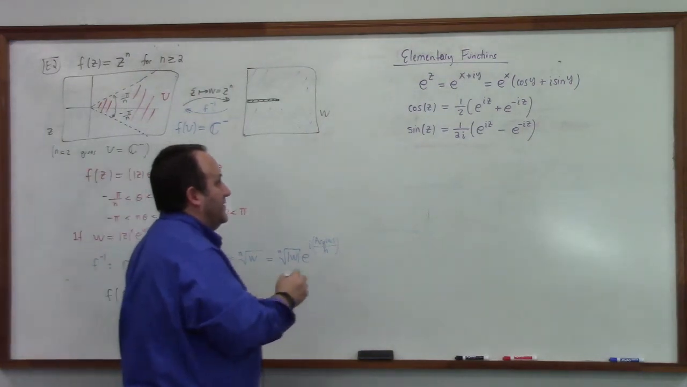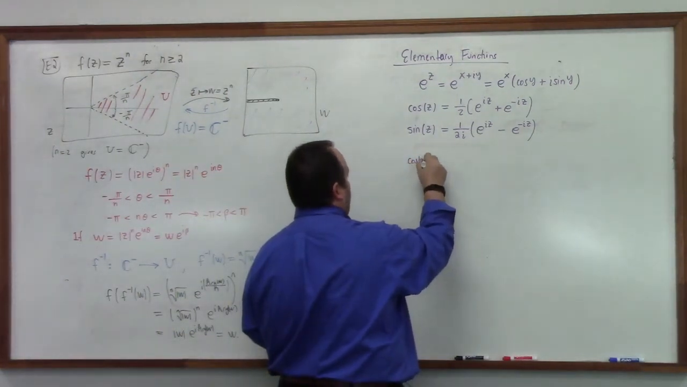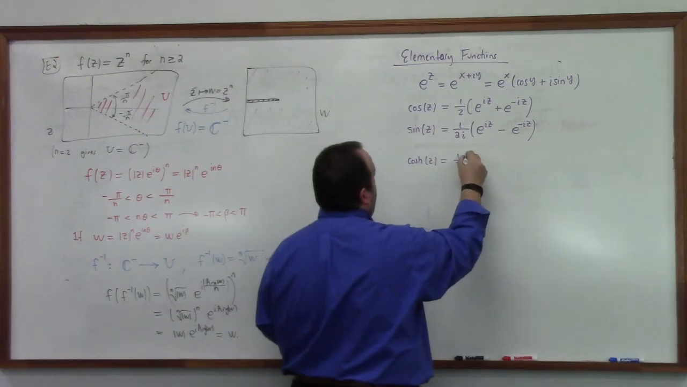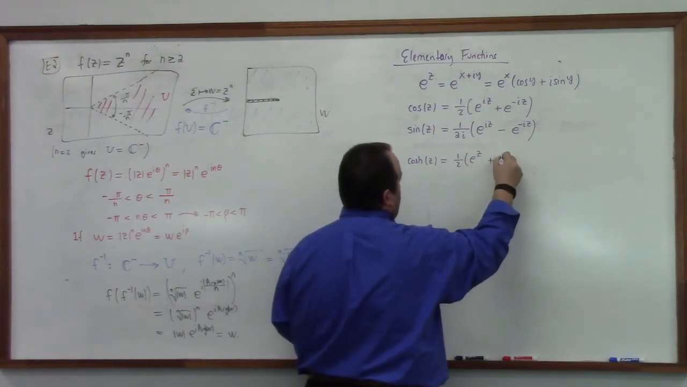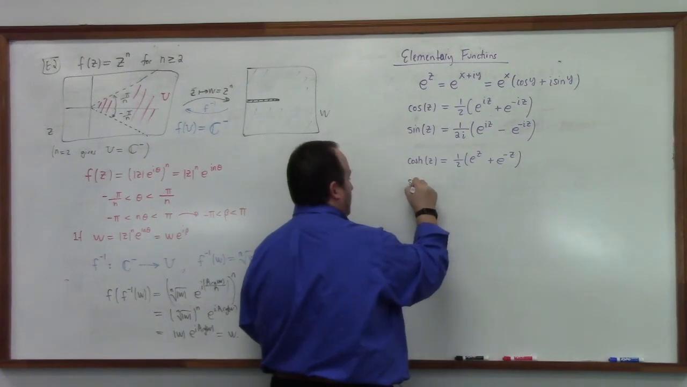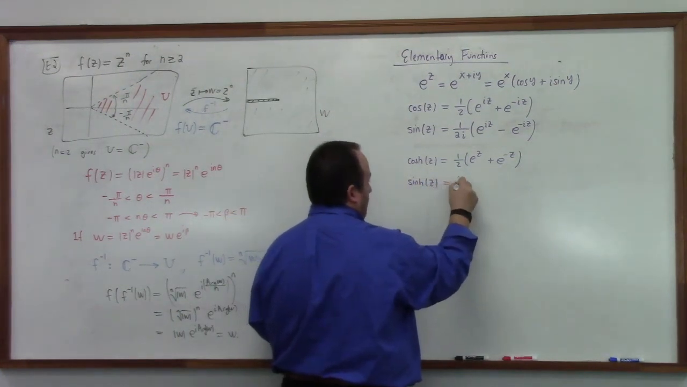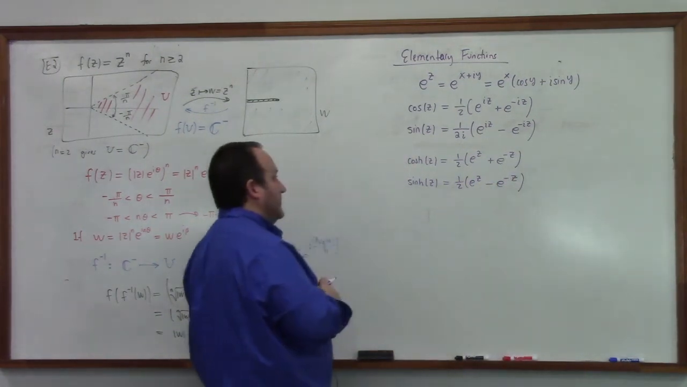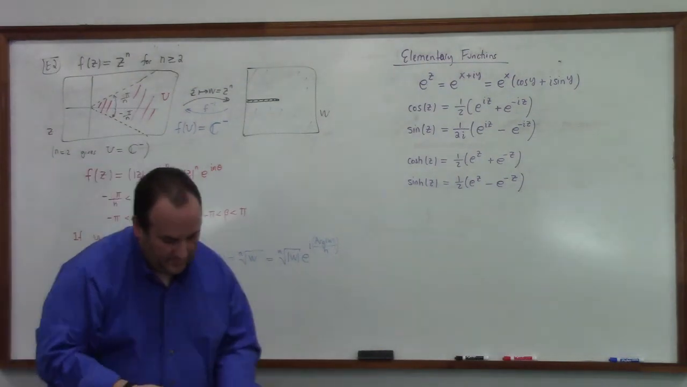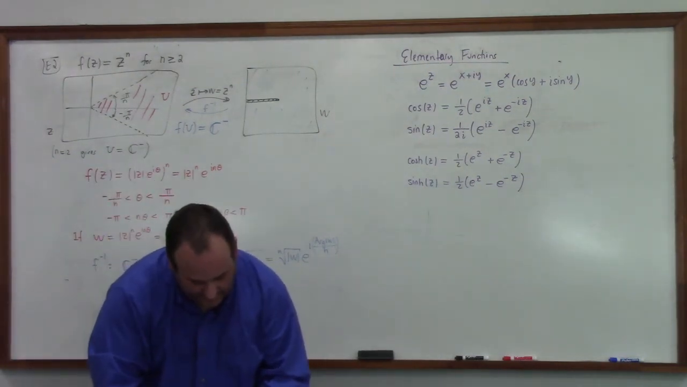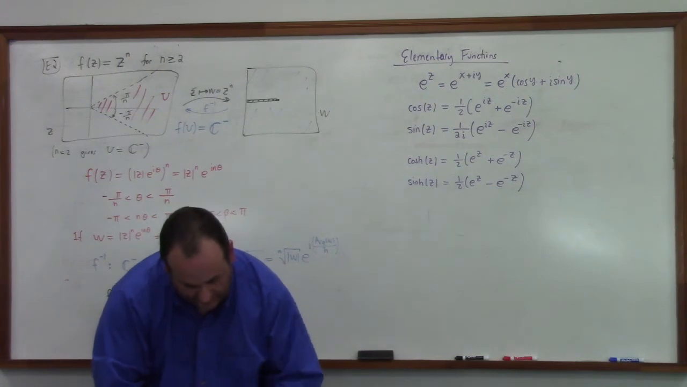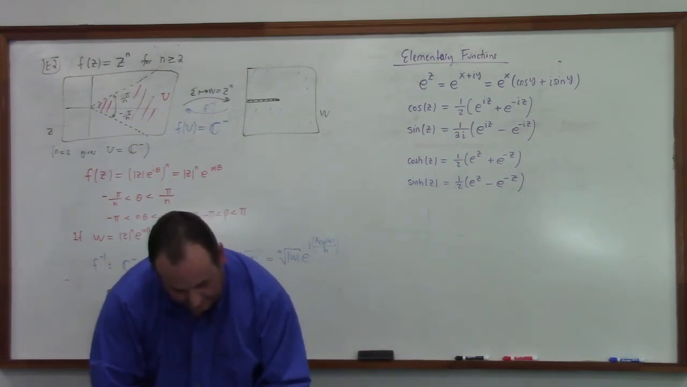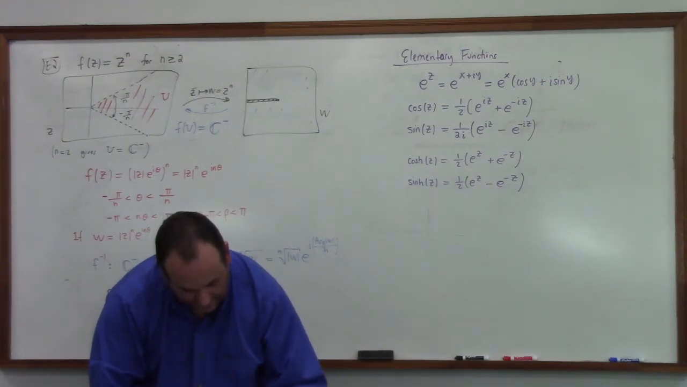There's also hyperbolic cosine: 1/2 times e to the z plus e to the minus z. This is our hyperbolic cosine. Hyperbolic sine is 1/2 times e to the z minus e to the minus z. All right. That's our hyperbolic sine and hyperbolic cosine. It's striking how similar they are, right, in terms of their formulas. And that's part of the reason we call them hyperbolic sine and hyperbolic cosine, all right?